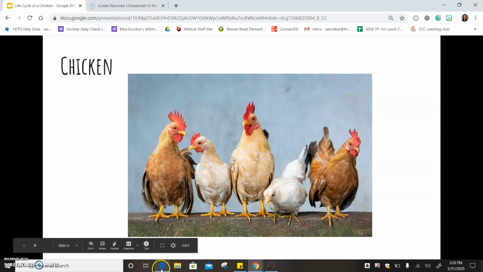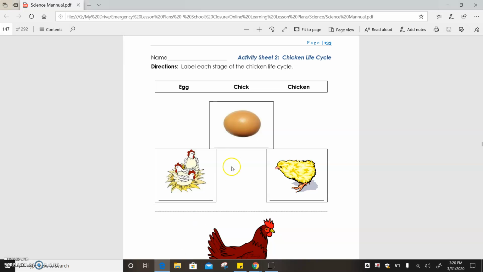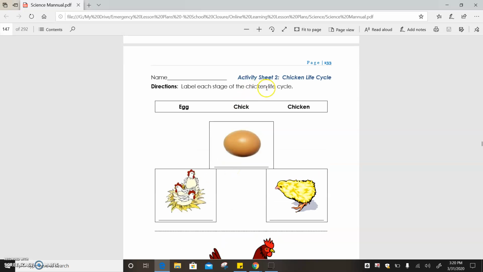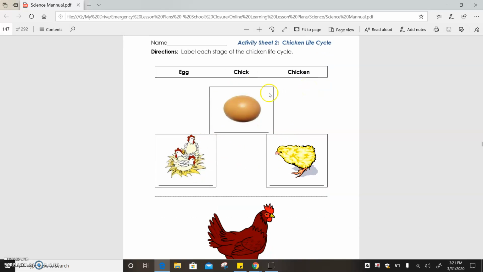So what you're going to do now is kind of like what we did yesterday. You are going to go to activity sheet 2, chicken life cycle, and you're going to fill in this life cycle. So we have egg, chick, and chicken, and you're going to use these 3 pictures to write it underneath.